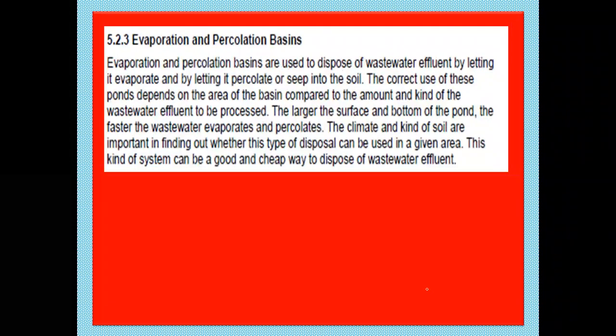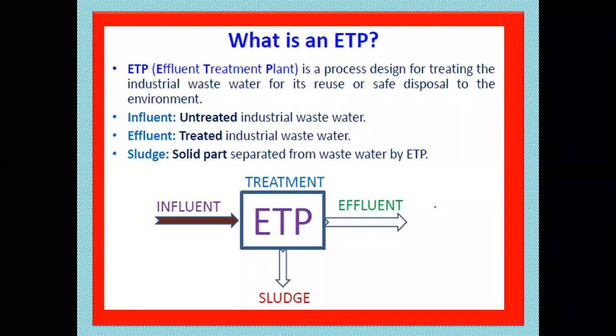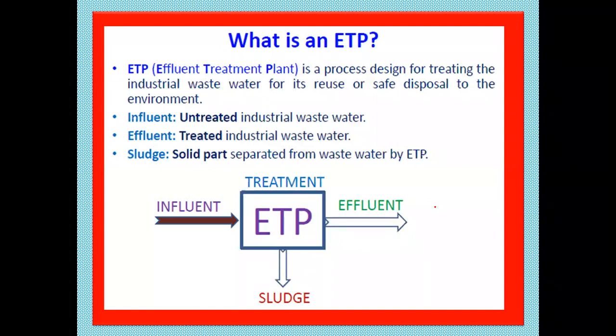So the third one is evaporation and percolation basins, which are used to dispose of wastewater effluent by letting it evaporate and letting it percolate or seep into the soil. So you can study that. Then the remaining thing is, what is an ETP? Good advanced information I am giving you.